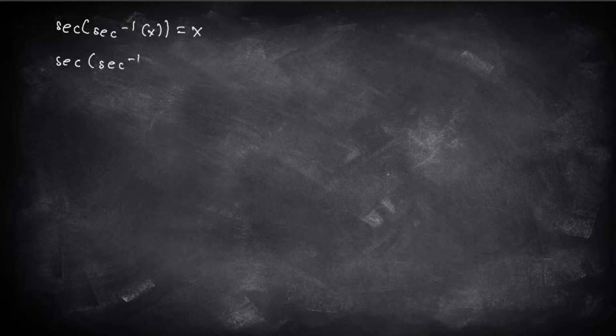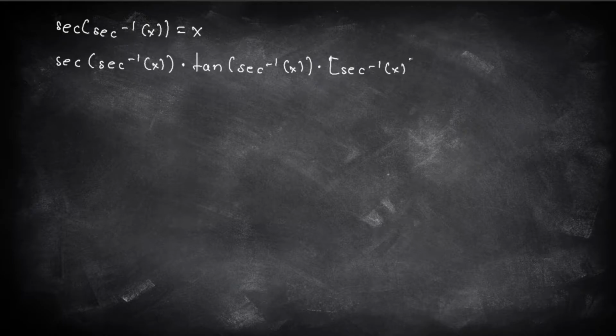Secant of inverse secant of x times tangent of inverse secant of x. Multiplied, because we still need to do a chain rule since it's a function inside a function. That gives us the derivative of inverse secant of x, which is what we're looking for. And then the derivative of x is 1.